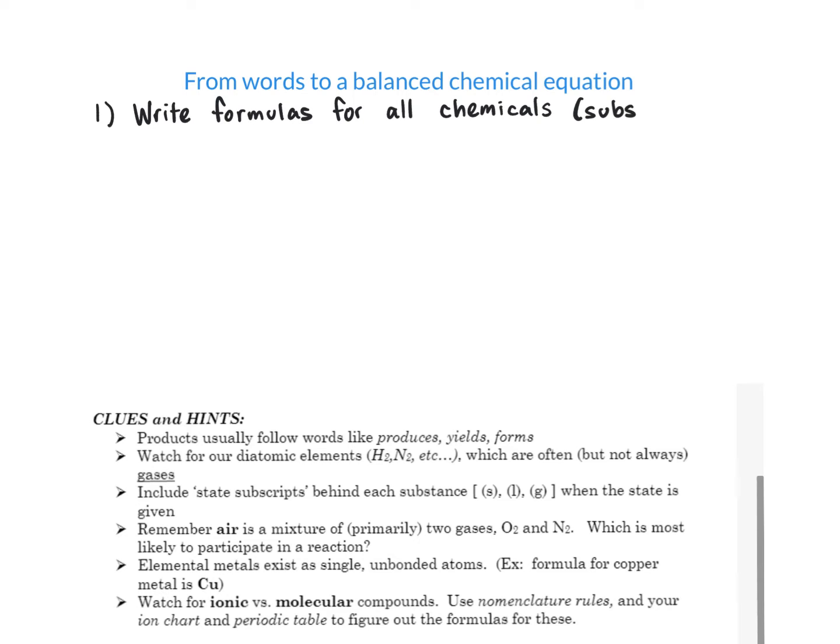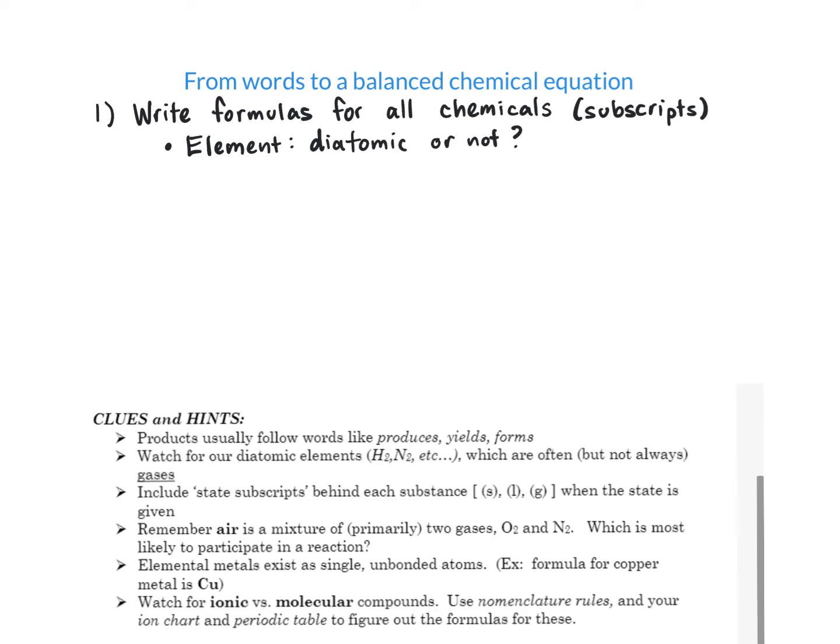So when we determine subscripts, we're thinking about the rules that we have for writing formulas of elements, compounds, covalent compounds, and ionic compounds. So first, for elements, if you have an element in your description, we've really got to think about, is it diatomic? Is it on our list of 7 or not?